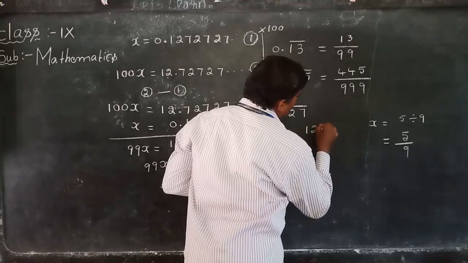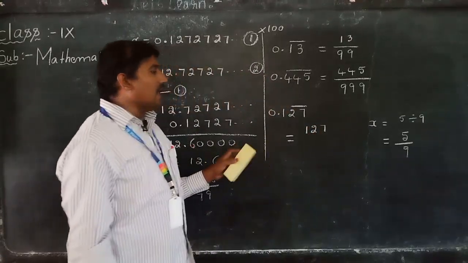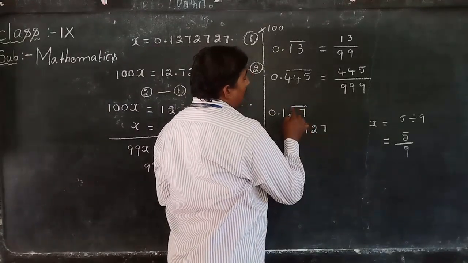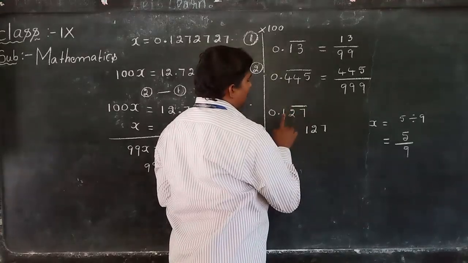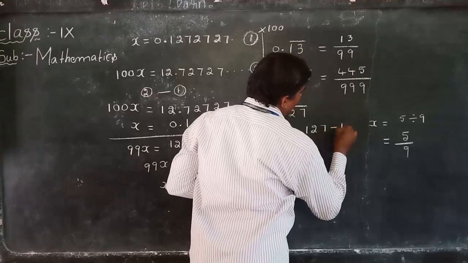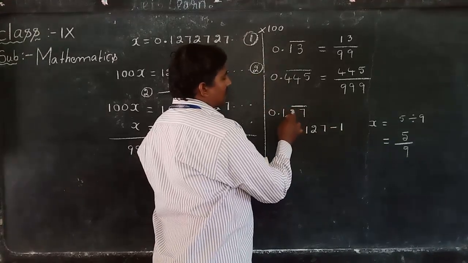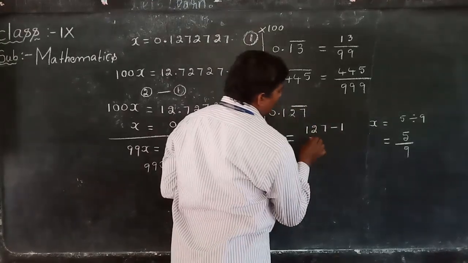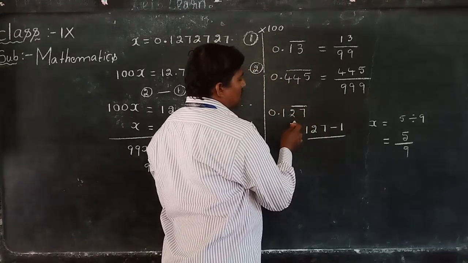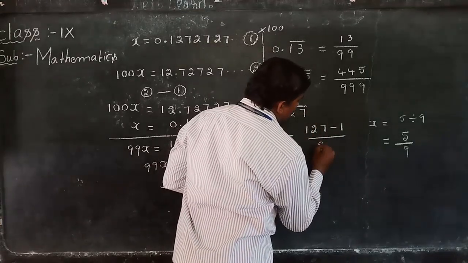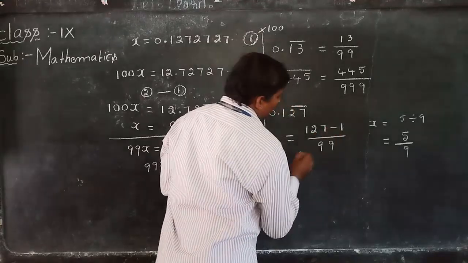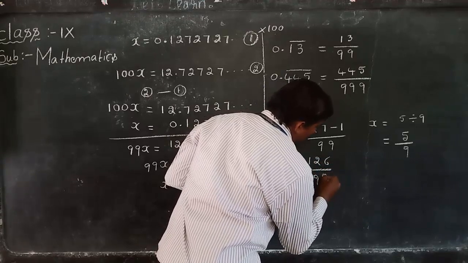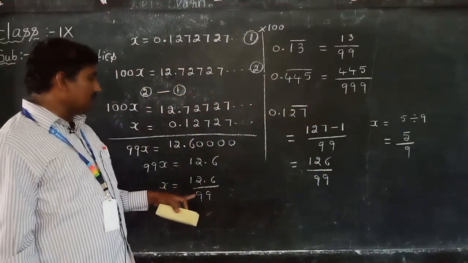12.6 by 99. Then see, a very easy way: the given number should be written first. Shortcut: given number 127. Under the bar how many values are there? 2 are there. Except these two values, how many values are there? One is there. Subtract that number. So under the bar two values are there, and except those two, one number is there, so subtract that number. And under the bar how many values? That many nines. 127 minus 1, 126 by 99.